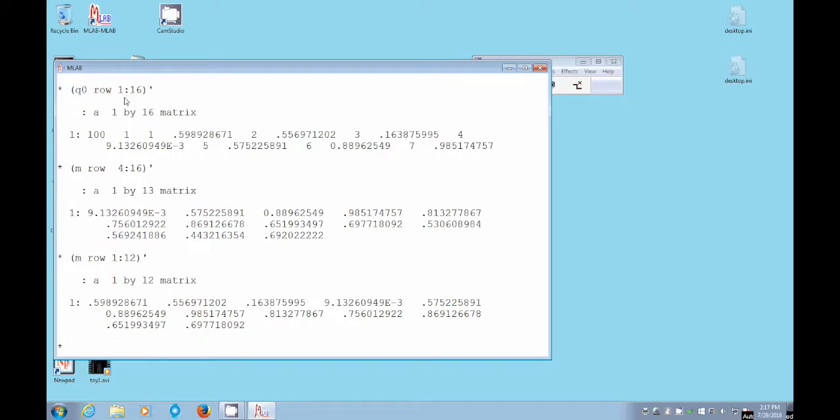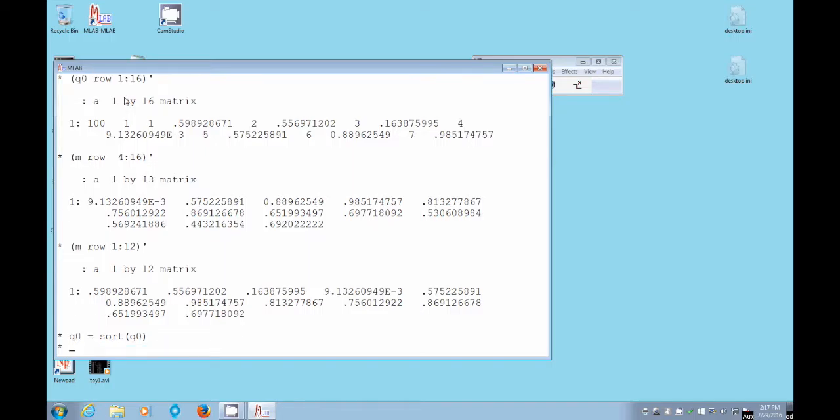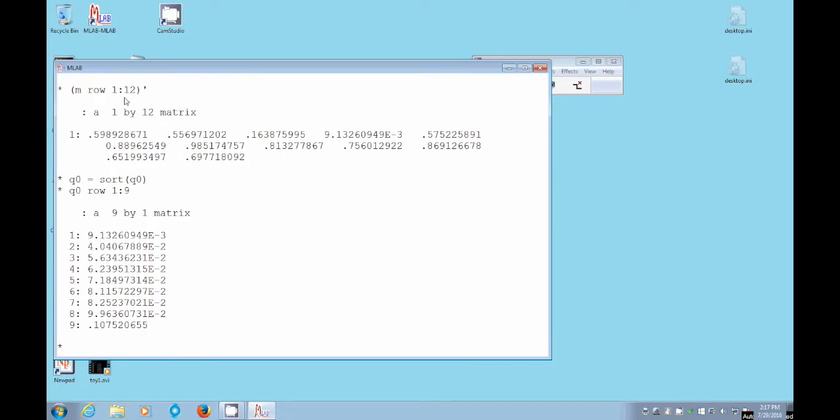Okay, well, let's continue this little story just a little bit more. Let's say Q0 is equal to the sort of the matrix Q0. And what does the sort command do? Well, let's find out. Okay. Bang. And then let's say Q0 row 1 colon 9. It sorts the numbers in our file in ascending order. This is the smallest number in Q0, 9.132 times 10 to the minus 3.